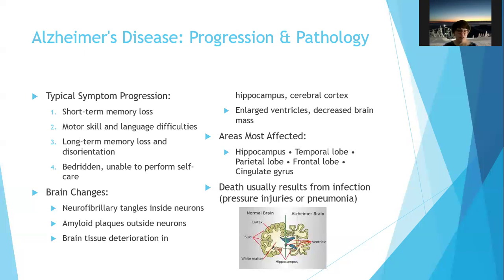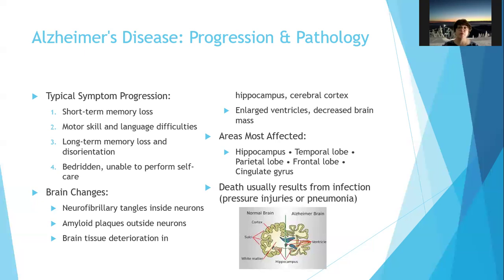I read a lot about Alzheimer's just because I'm interested in it. Anyway, neurofibrillary tangles inside of neurons and amyloid plaques outside of neurons. They used to think that was the cause, but now they're thinking it's an effect. There's brain tissue deterioration in the hippocampus and the cerebral cortex. That's where your short-term memory lives in your hippocampus, and then long-term memory in your cerebral cortex. So that's not good. Enlarged ventricles and decreased brain mass.